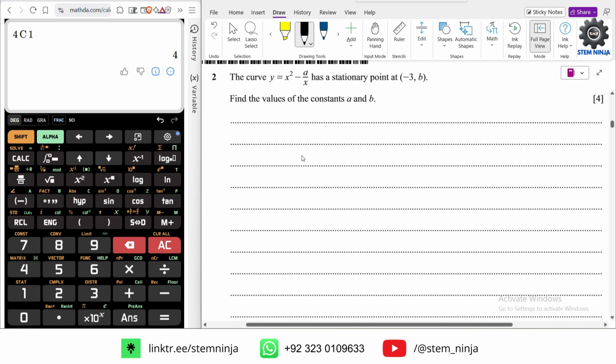Question number 2. The curve y equals x squared minus a over x has a stationary point at x equals minus 3b. Find the values of constants a and b.